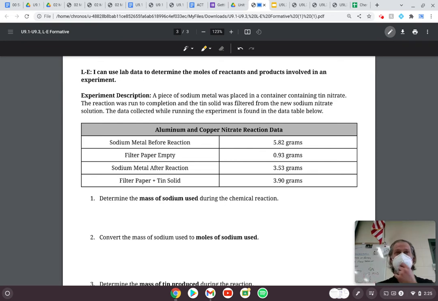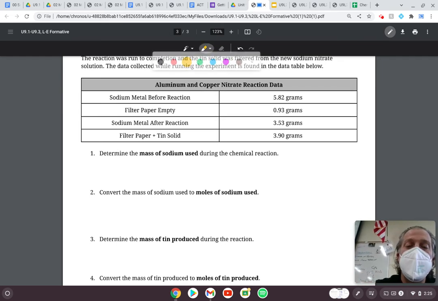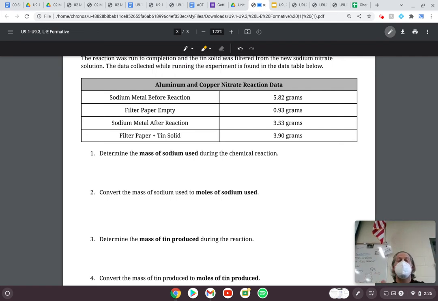Hi. So then we did a lab like a week ago, and I told you a week ago that lab was going to be on the quiz, and here it is. Now we're going to work through the answers to this part of it. I have the first question, I have some data, and the first question says determine the mass of sodium used during the chemical reaction. So I need this data point and this data point to do that.